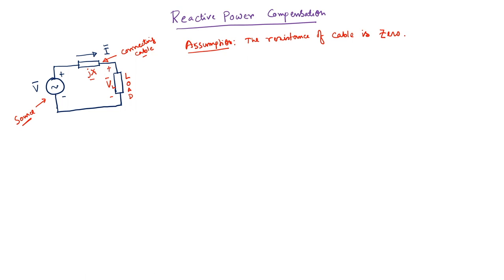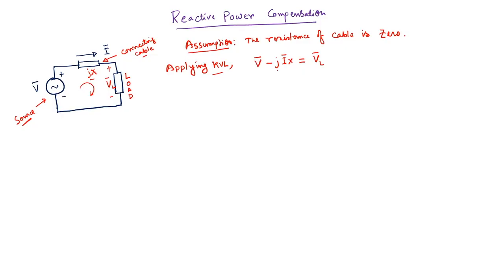Now, in order to analyze this system, we will apply KVL at this loop. Applying KVL, we get V minus the voltage drop in the cable, which is j I multiplied by X, equal to the load end voltage VL. Here V and I are phasors. I hope all of you are comfortable with the phasor diagram. To develop the phasor diagram, we first need to consider one quantity as a reference, and we need to develop the algebraic equation using KVL or KCL. Here we have already developed this algebraic equation.